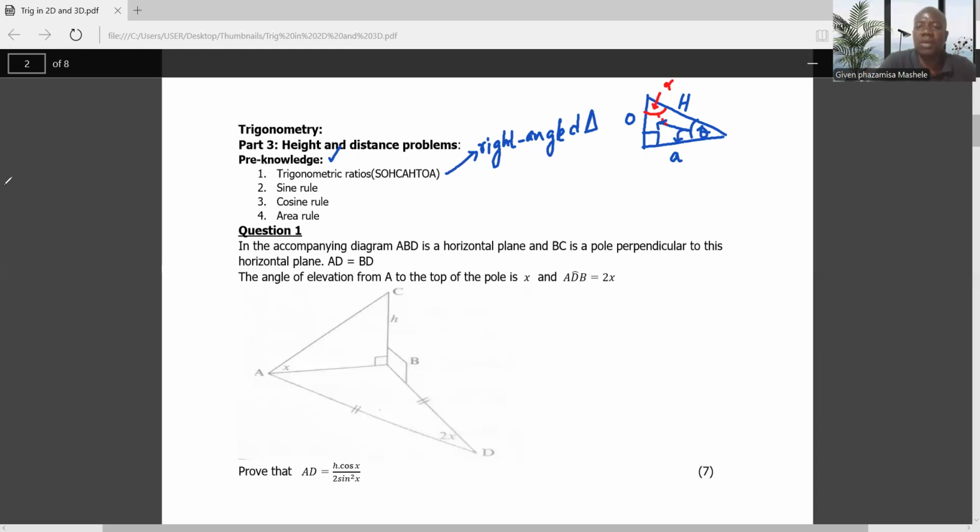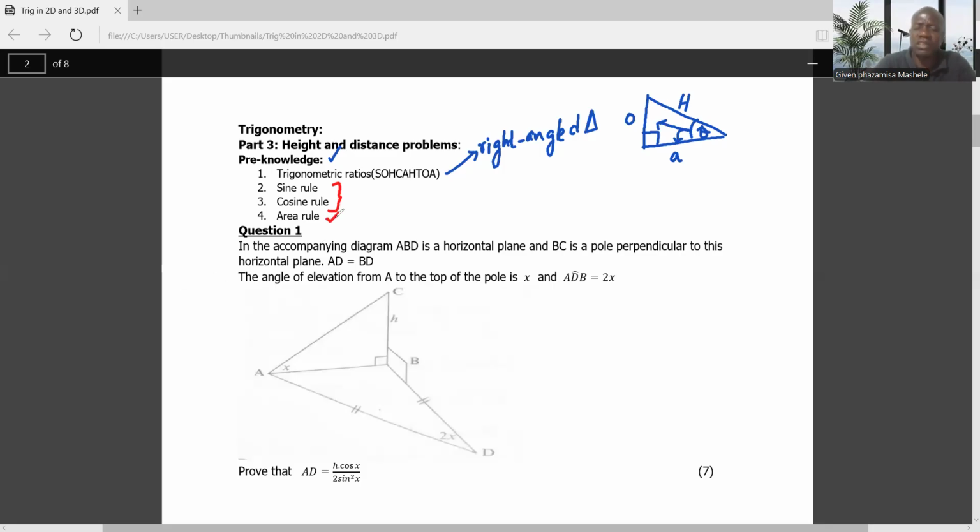Right, remember we use SOH CAH TOA only when we have a right angled triangle, which means that if we do not have a right angled triangle, then we must use the sine rule and the cosine rule. So we use the sine rule or cosine rule if our triangle is not a right angled triangle. Then we also have the last one, which is called the area rule.